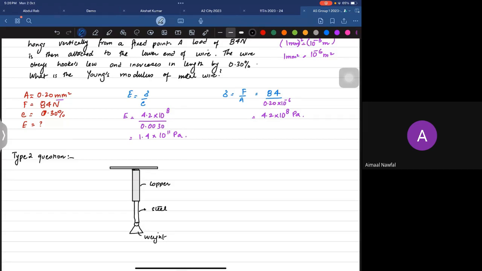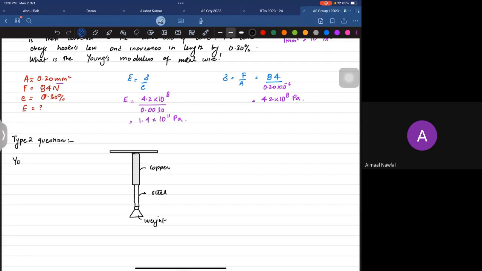Now they've said that Young's modulus of steel is twice that of copper. So this is the first point. Then they've said that both wires have the same length of 50 centimeter.